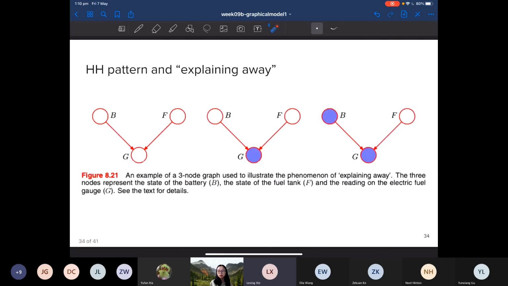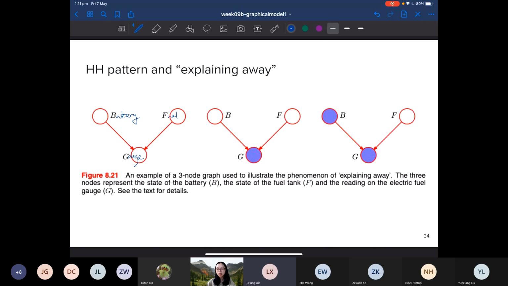This is the phenomenon called explaining away. Just to give you a bit more intuition about this head-to-head pattern and how counterintuitive it can be, but how you can interpret it intuitively: suppose now we have a three-node graph set up exactly the way we were doing it, except now the nodes are the battery, the fuel of your car, and the fuel gauge, right?